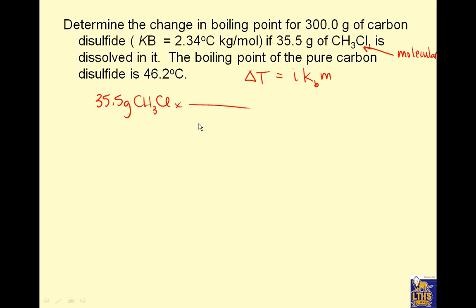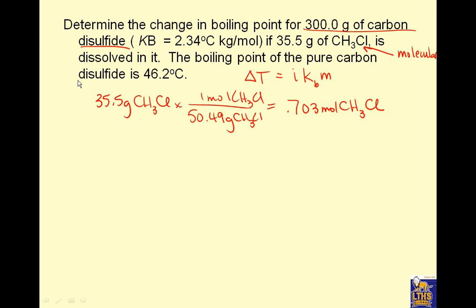Where am I getting this? If you said periodic table, you are right. And I get 50.49 grams of CH3Cl for every 1 mole of CH3Cl. All right, so that's 0.703 moles of CH3Cl. Now it's 300 grams of carbon disulfide, so that's the solvent. But what do we have to do with that? We have to change it to kilograms. So 0.3 kilograms of CS2.